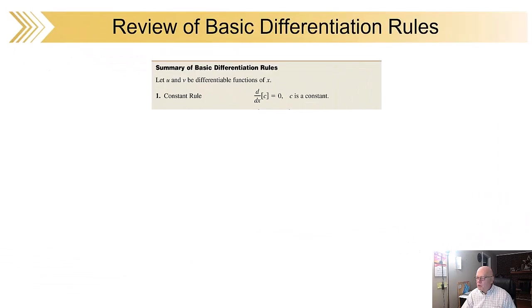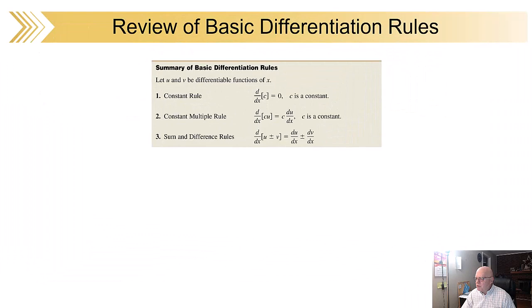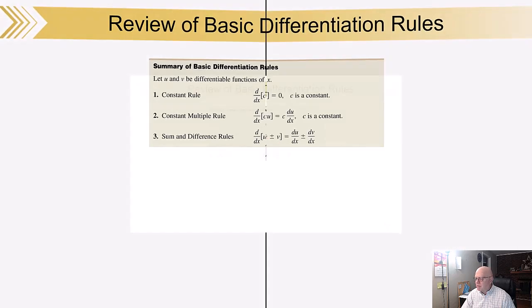There's one, the constant rule. Constant means it's not changing. So calculus says the derivative is 0. It's not changing. Next, the constant multiple rule. That's where you just bring that c out front and then take the derivative of the function itself inside. Next, sum and difference rules. Well, this is almost a no-brainer. When you have two functions and there's plus or minus between them, you just take the derivative of this, you keep that sign that's between them.